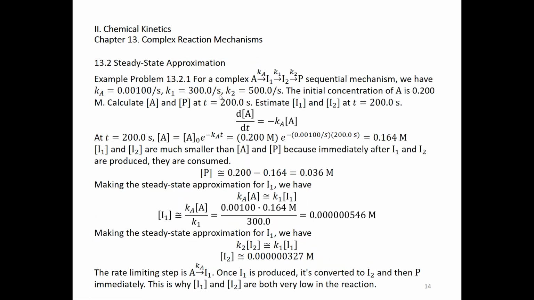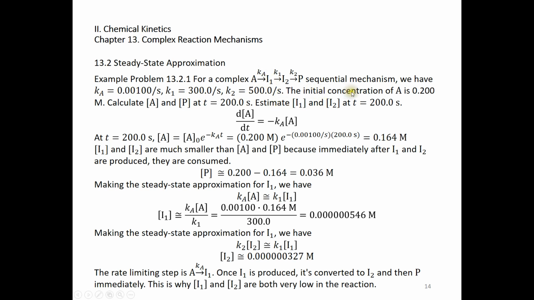Let's look at one numerical example problem, 13.2.1. We have a complex sequential mechanism for species from A to I1 to I2 to P. We have the values of the three rate constants. Ka, K1, and K2 are 0.001 per second, 300 per second, 500 per second. Well, you can see Ka is much smaller than K1. It's also much smaller than K2. So obviously A to I1 is the rate limiting step.